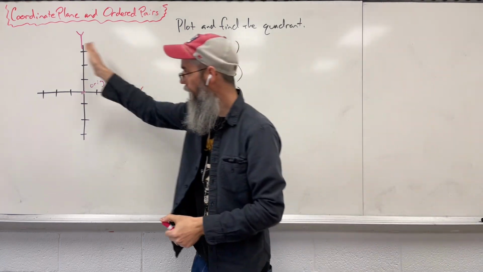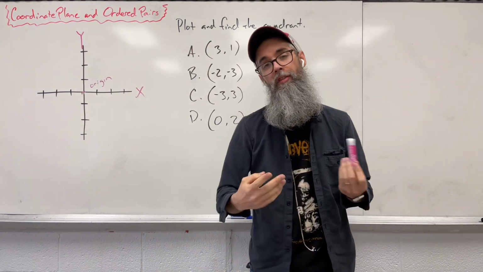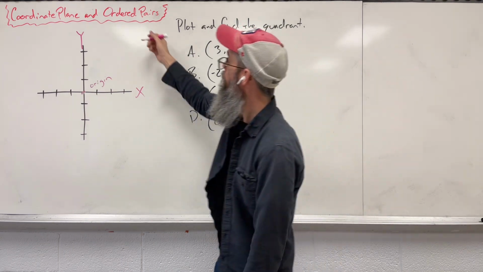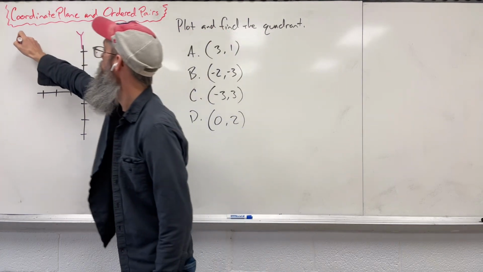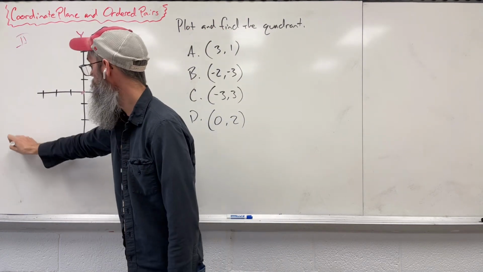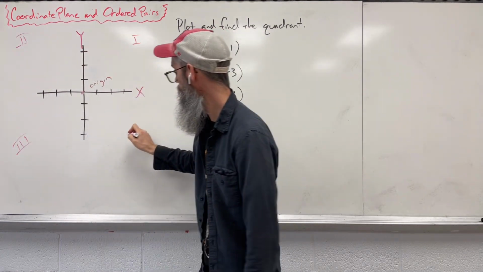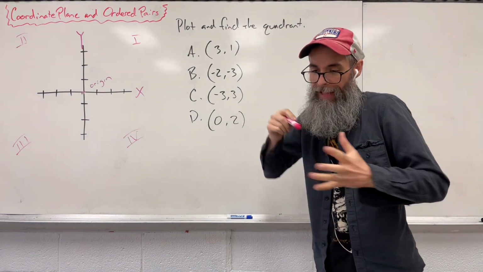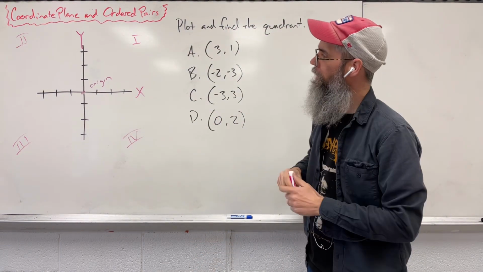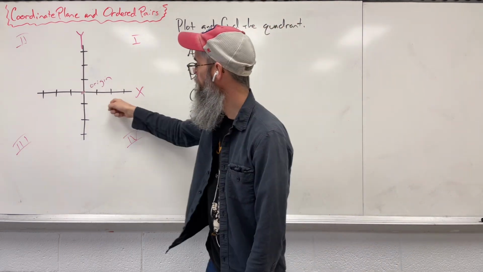We break this graph up into 4 different parts. We call these things quadrants. First quadrant, second quadrant, third, fourth quadrant. And then we got to number these things. Each one of these is a number.